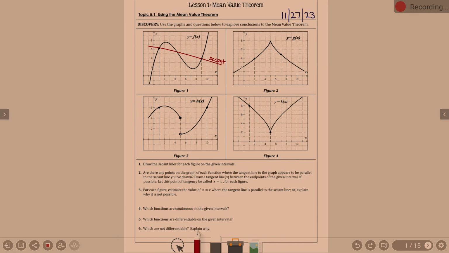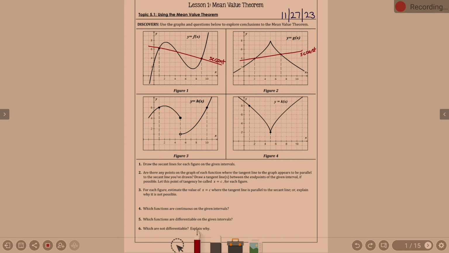Okay, figure 2. Where's my secant line going? Through the 2 points. In other words, we're specifically looking for where the points are. We're not making our own points. They have them posed for a certain reason.